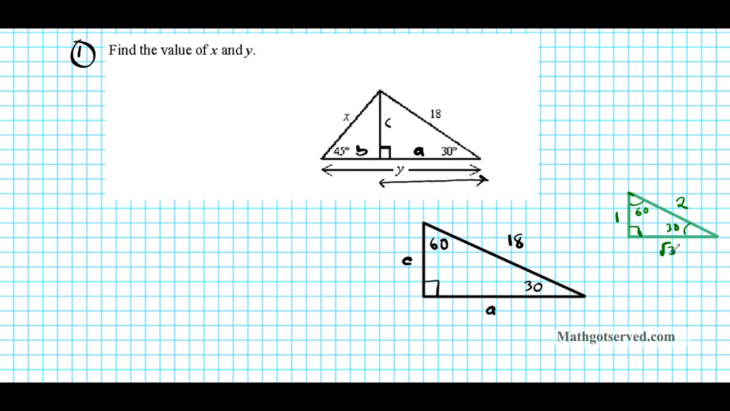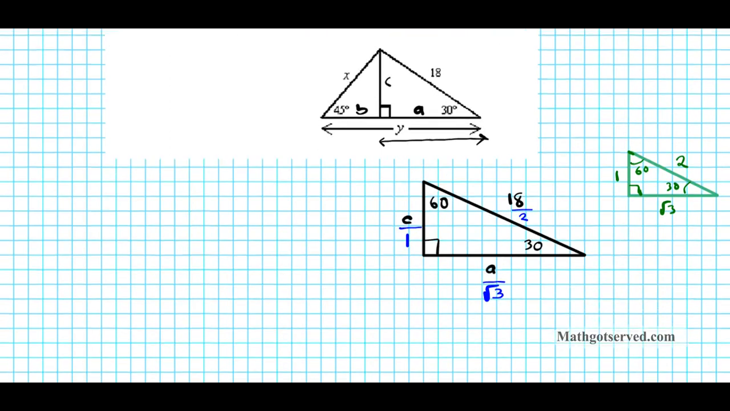Alright, so what I'm going to do is set it up as follows. Underneath the 90-degree angle, the side opposite the 90-degree angle, I'm going to put a 2, because you notice that there's a 2 opposite the 90-degree angle in the base triangle. Opposite the 60 degrees, I'm going to put it over √3. And then opposite the 30 degrees, I'm going to put it over 1. Alright, so let's find A and C.